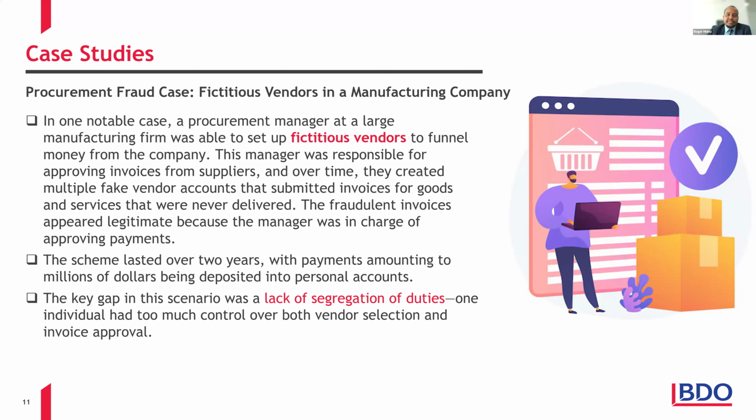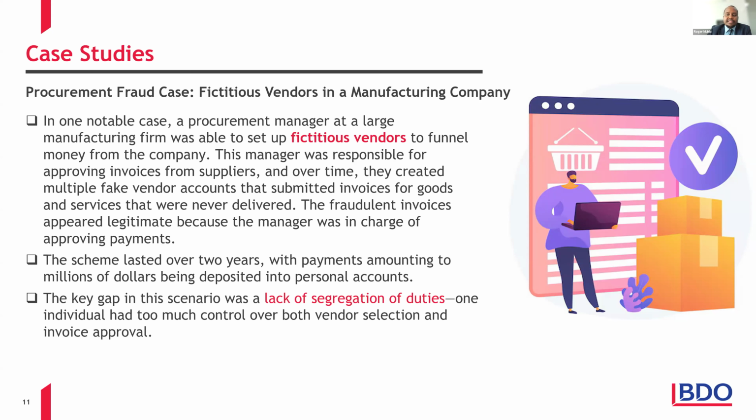This manager was responsible for approving invoices from suppliers, and over time, they created multiple fake suppliers who submitted invoices for goods and services that were never delivered. The fraudulent invoices appeared legitimate because the manager was the same person who was in charge of approving payments, and obviously he approved them very fast. This particular scheme lasted over 2 years, with the payments amounting to millions of dollars deposited into bank accounts.